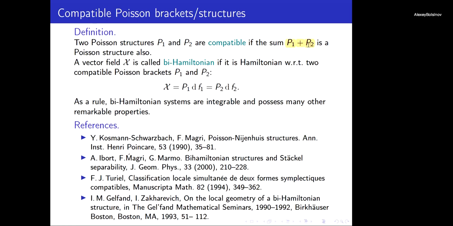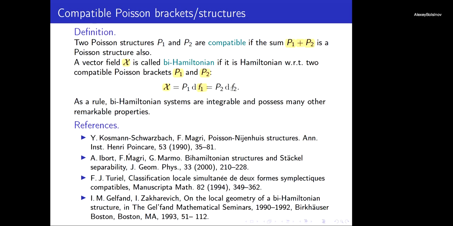So why are compatible Poisson structures important and interesting in this business? For the following reason. If we consider a vector field X which is not just Hamiltonian with respect to one of these brackets, but bi-Hamiltonian, meaning that it is Hamiltonian with respect to both P1 and P2, where P1 and P2 are compatible. It means that we can find two different Hamiltonian functions, F1 and F2, such that X is Hamiltonian with respect to P1 with Hamiltonian F1, and with respect to P2 with Hamiltonian F2. If this condition holds, we say that X is bi-Hamiltonian.